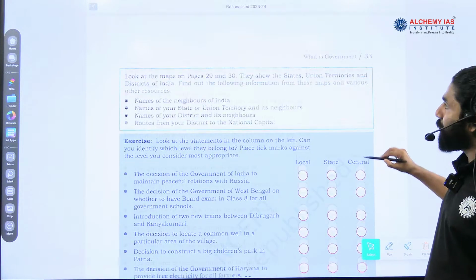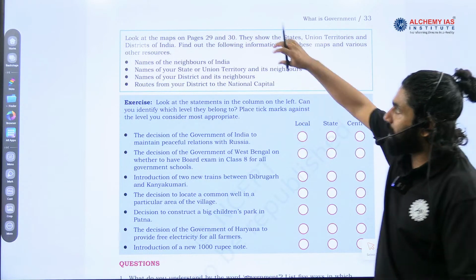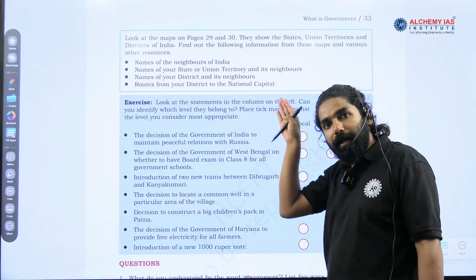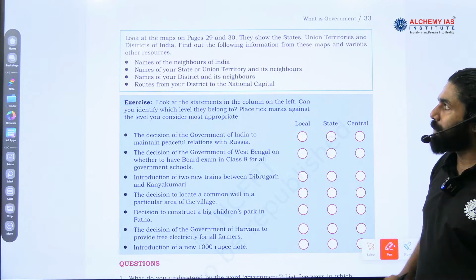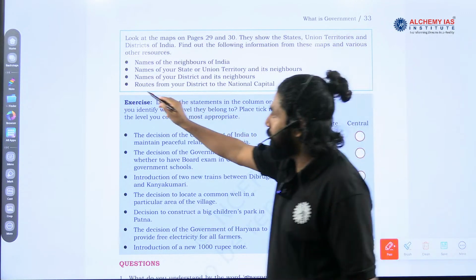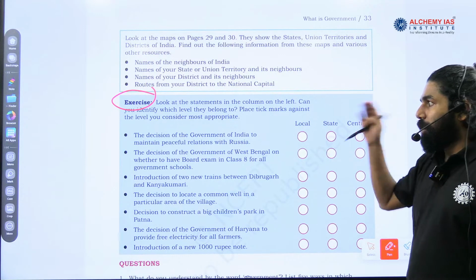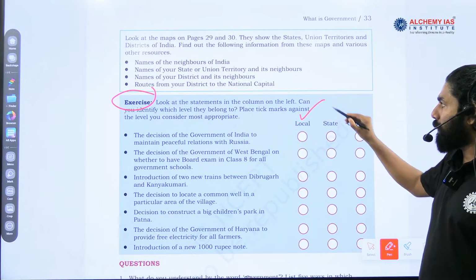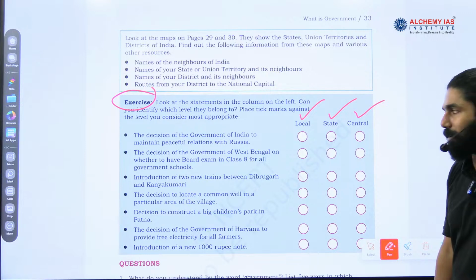Then on this page you can see it has given some exercises. These are the maps that we have to refer to. Earlier I showed you two maps of India already attached to this chapter, so it is an exercise on that. Next, the exercise in this chapter has some statements. When you go through each statement, you have to identify whether it is a responsibility of the local government, the state government, or the central government.